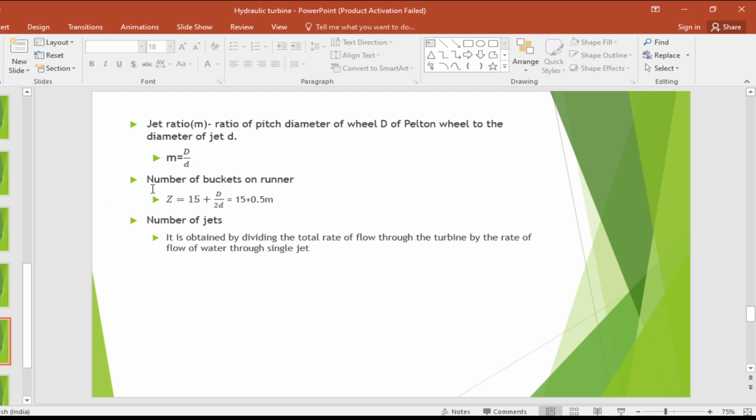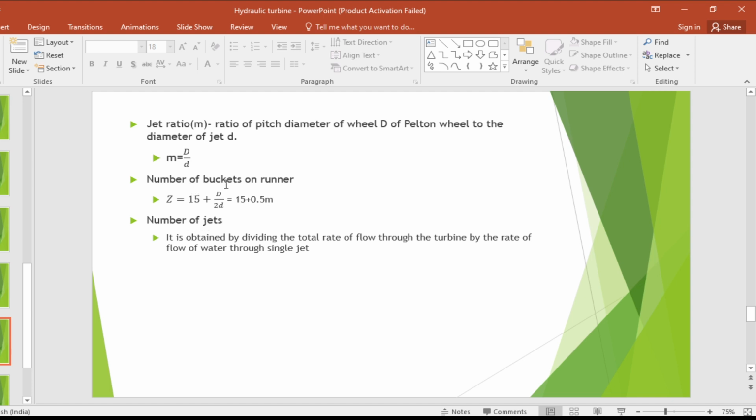Now the next point is number of buckets on the runner. How to find it out? Number of buckets on the runner will be Z equals to 15 plus capital D divided by 2d, that will be 15 plus 0.5 M, where M is your jet ratio.